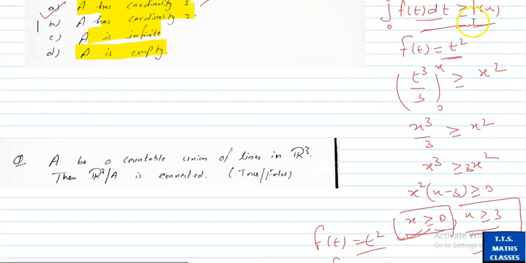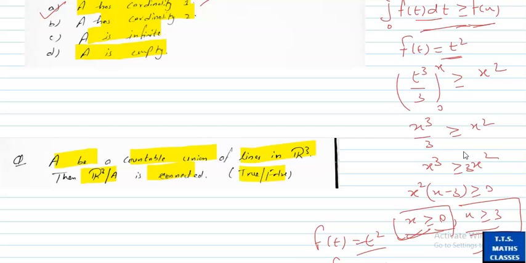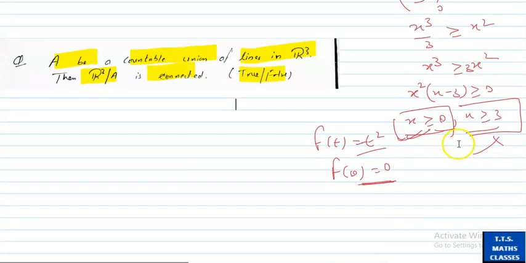Okay, so in this video we take two questions. So the second one is true or false. Let A be a countable union of lines in R cube, and then R cube minus A is connected. Is it true or false? Okay, so it is basically a result.